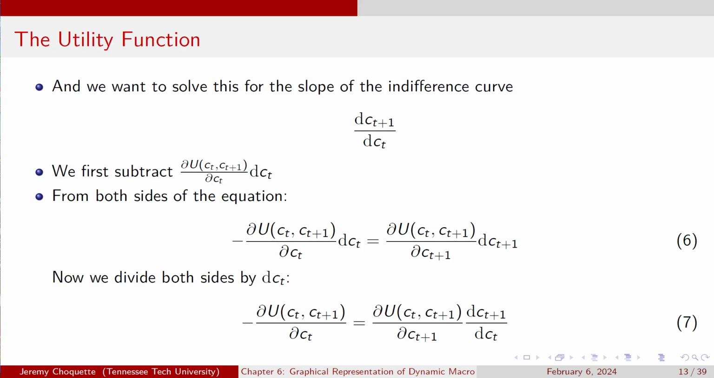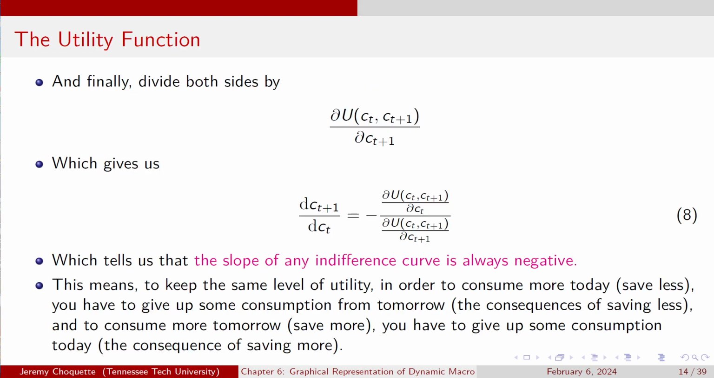Divide some stuff, subtract some things. You don't really need to know how I'm doing all this stuff, but boom, let's look at equation 8 here. All right, in equation 8, the left-hand side, dC_{t+1}/dC_t. What is that? Well, think d as in change. So the change in C_{t+1} over the change in C_t. Slope, right? The change in y over change in x. C_{t+1} would be like y, the vertical, C_t would be x, the horizontal.